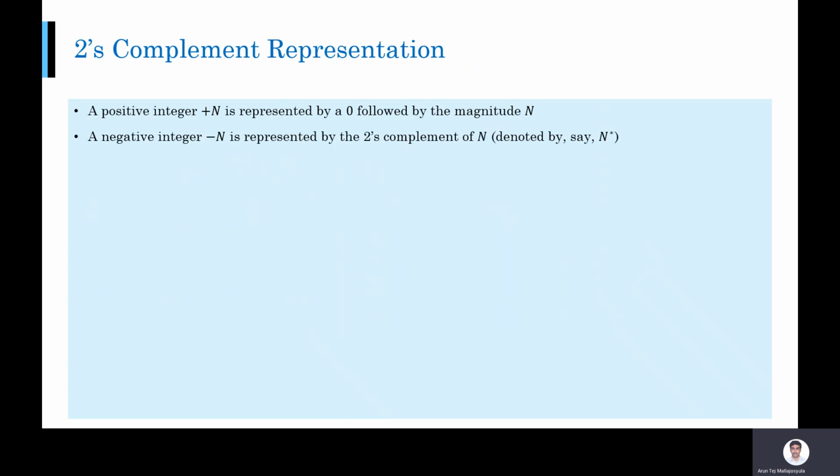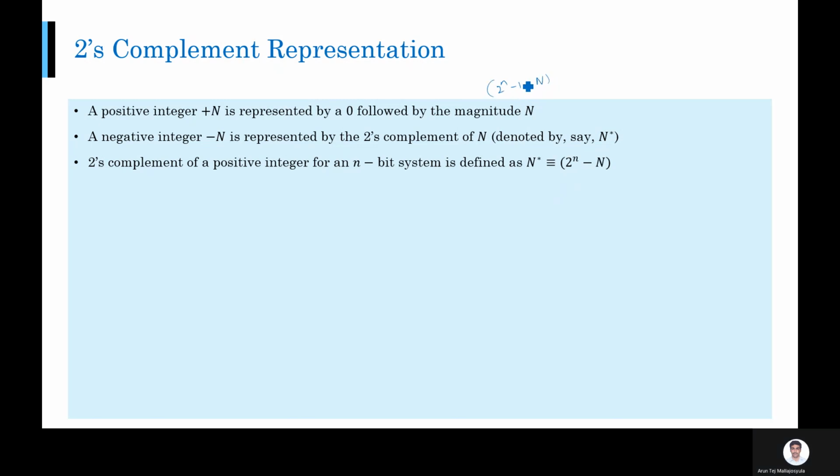So let us first try and understand what is 2's complement representation. Positive integer, there is no change. Okay, a positive integer is represented by a 0 followed by the magnitude n, no change. Negative integer minus n is represented by the 2's complement of n. Okay, how do you define 2's complement? 2's complement is defined as 2 to the power of n minus n. Okay, what is 1's complement? 1's complement was 2 to the power of n minus 1 minus n, right? So here it is 2 to the power of n minus n.